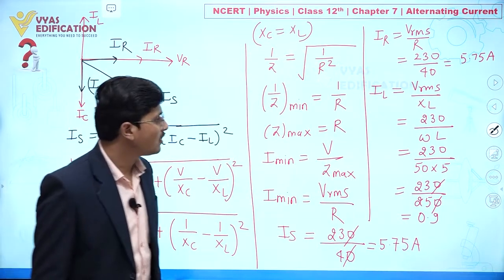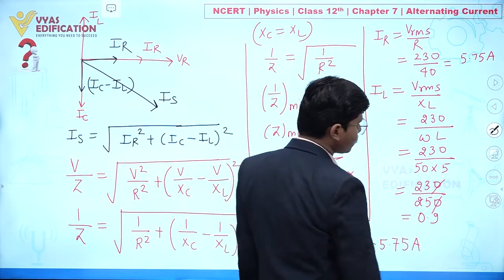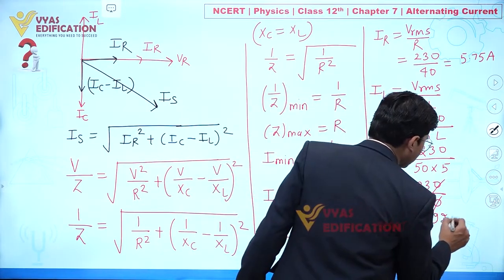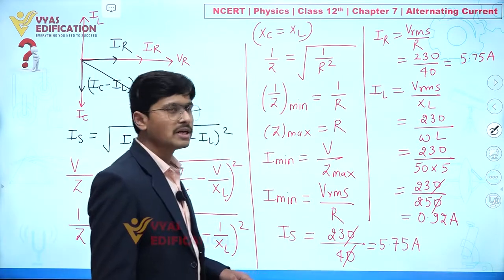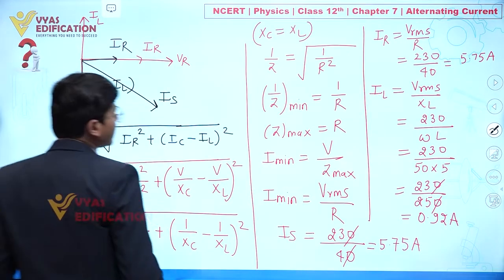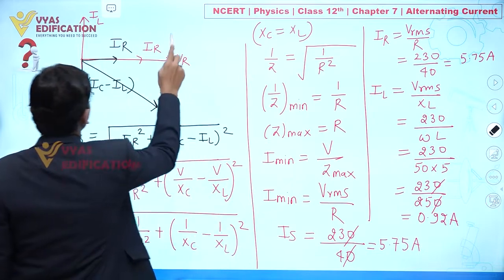Now we have only, this is 2 to 5, we have 5 left, so 0.92 ampere, clear. So this is current that is flowing in an inductor, clear to everyone. Now we can find current that is flowing in a capacitor, clear. So now concentrate.